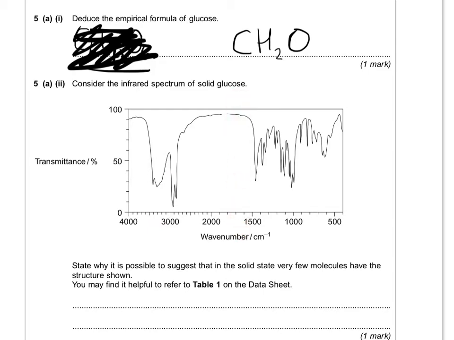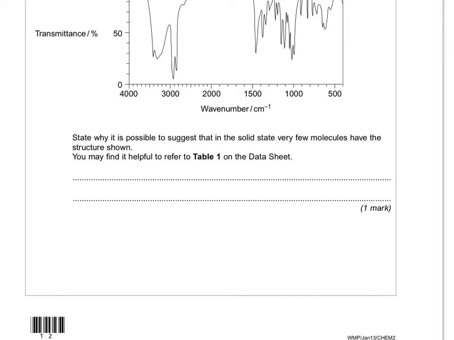So you can say that the C=O peak at 1,700 centimeters to the -1, which is what wave numbers is measured in, is missing.